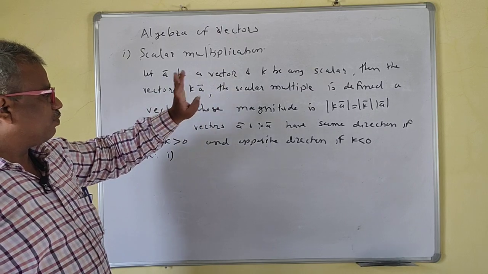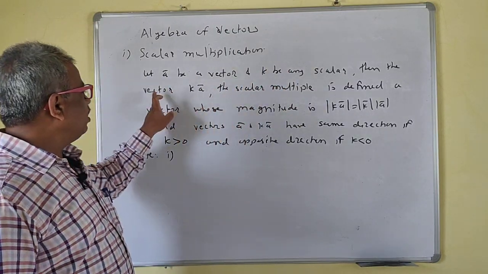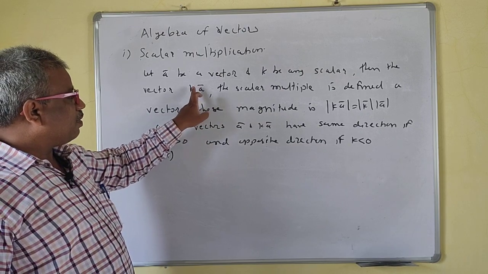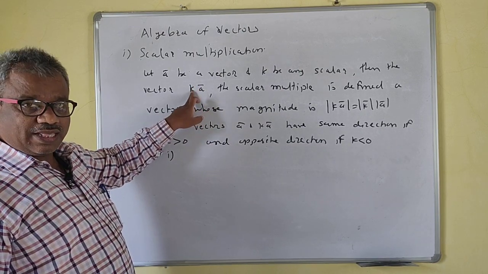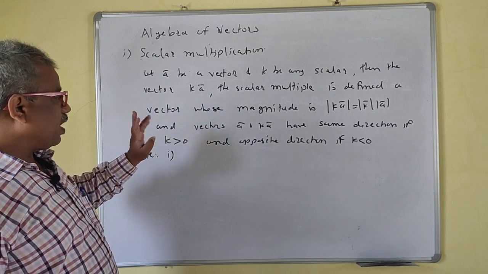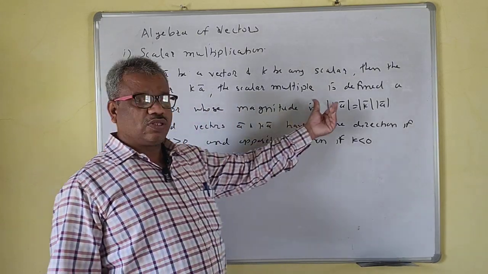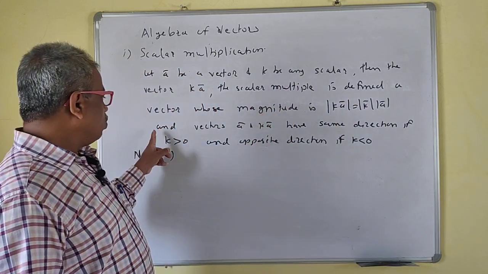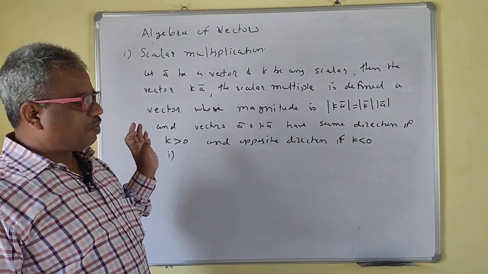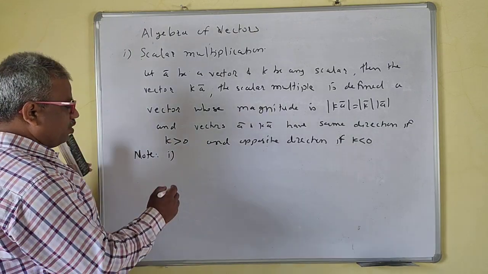If a bar is a vector and k is any scalar, then the vector k a bar means you have multiplied a bar by k. So k is the scalar multiplied to the vector. The magnitude of k a bar is obviously mod k times mod a bar, right? And they have the same direction if k is positive, and opposite direction if k is negative.